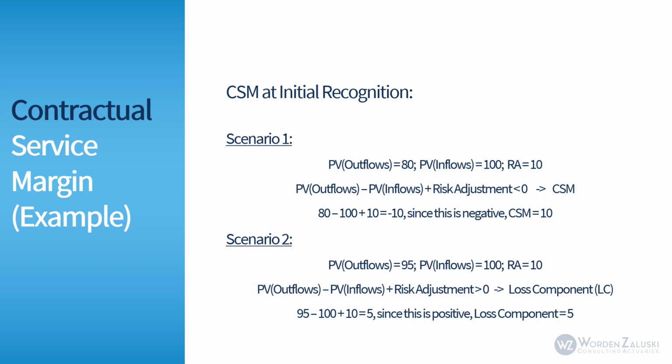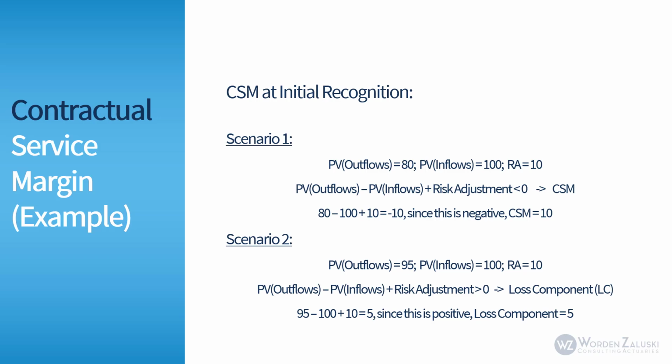Now let's go over another example, scenario 2. Let's assume that you priced the product only with a 5% profit margin. So again, we have present value of inflows of 100, and we have present value of outflows of 95. So we have $5 of profit, but we also need to set up a risk adjustment of 10. So even though we priced this profitably, our PV of outflows minus our PV of inflows is 95 minus 100, or negative 5. Once we set up the risk adjustment of 10, we actually get a positive number, and this creates a loss component of 5.